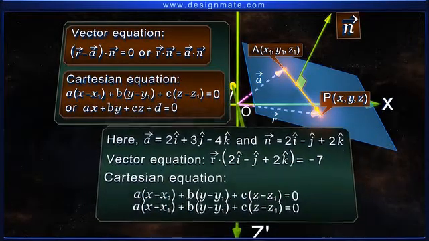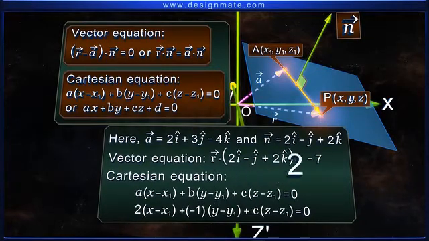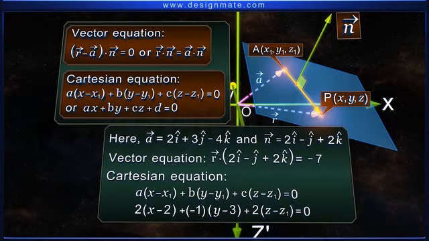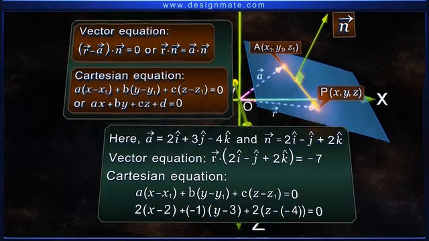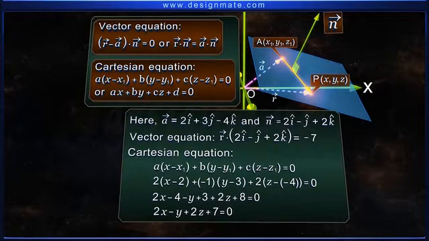Cartesian equation of the plane: on substituting the values of a, b, c and x1, y1, z1 and simplifying, we get 2x minus y plus 2z plus 7 is equal to 0.